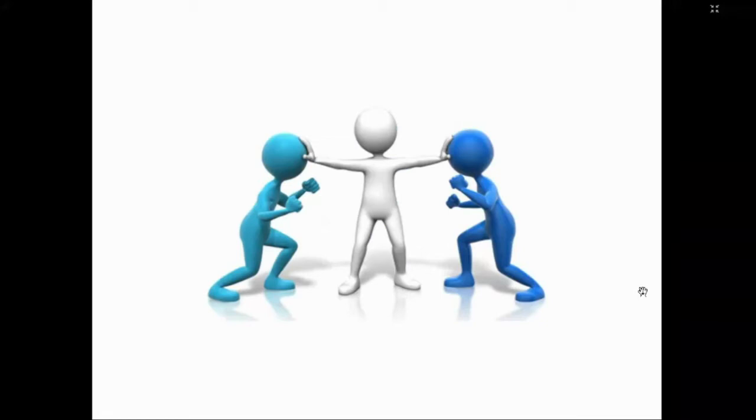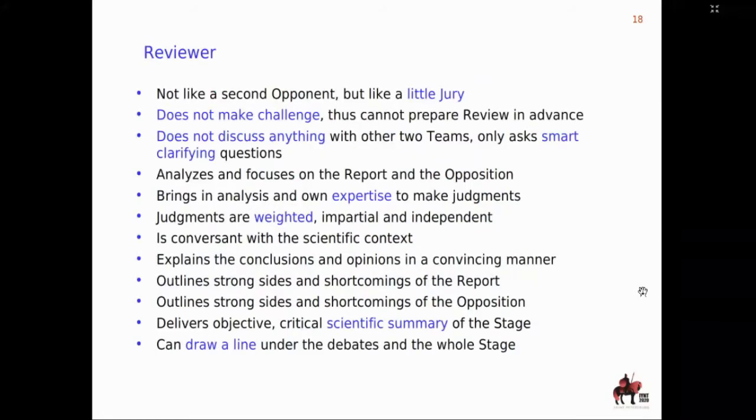They cannot select the problem that they need to review, but they come to the discussion and they give their third party, impartial, neutral assessment of the report and the opposition. So what do we expect from the reviewer? We expect that they are not a second opponent. They're a little jury, as already said. They do not discuss anything with the other two teams, and they only ask smart, clarifying questions.